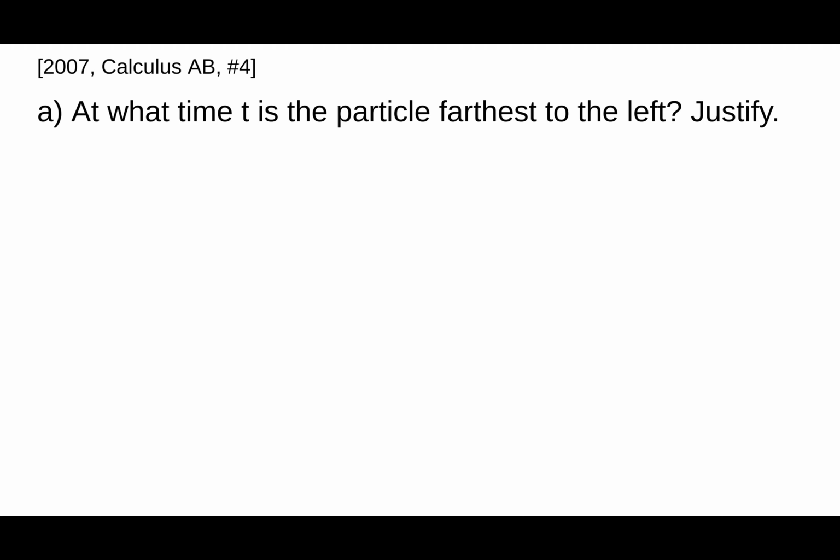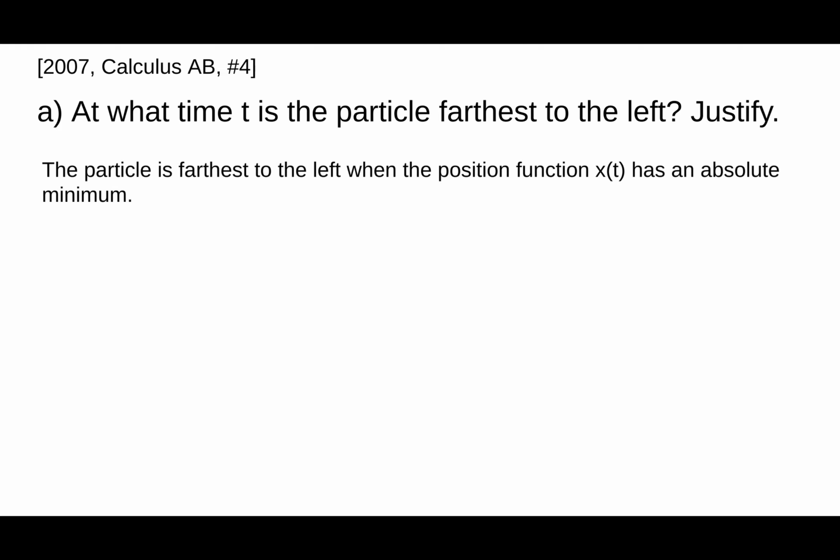This question is from 2007, Calculus AB. It is question number 4, and it is not calculator active. In this question, we have a particle moving along the x-axis, and there's an equation that gives its position. And in part A, we are asked to find what time t the particle is furthest to the left and to provide justification.